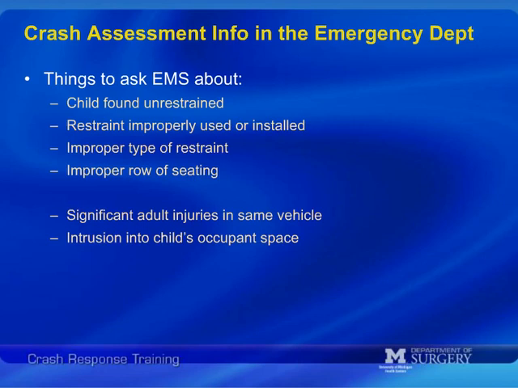Through the cases in this module, we have seen the serious injuries that can result when children are unrestrained, in an improperly installed restraint, in the incorrect restraint for their height and weight, and in the front seat of the vehicle. It is also useful to know what adult injuries were found in the same vehicle. Significant adult injuries indicate that you should have a high index of suspicion for child injuries because children are more fragile. It is also useful to know the amount of intrusion into the child occupant seating space. This is a marker of the severity of potential injury.